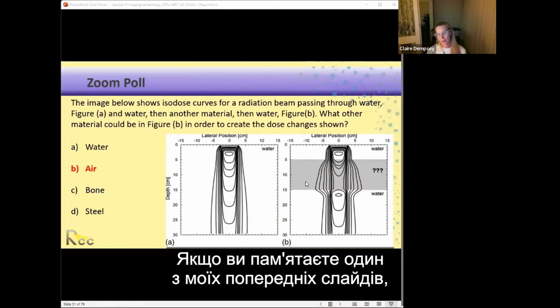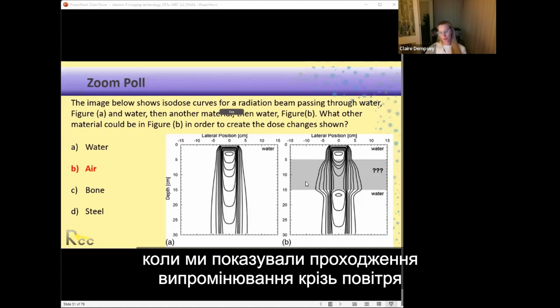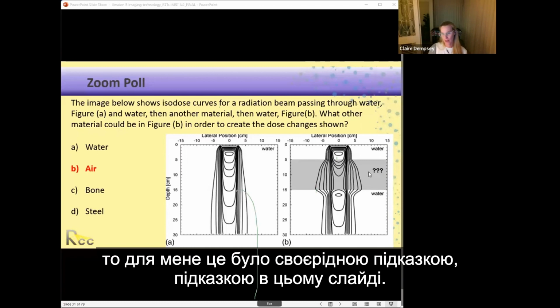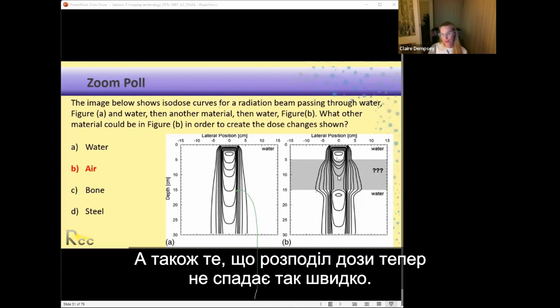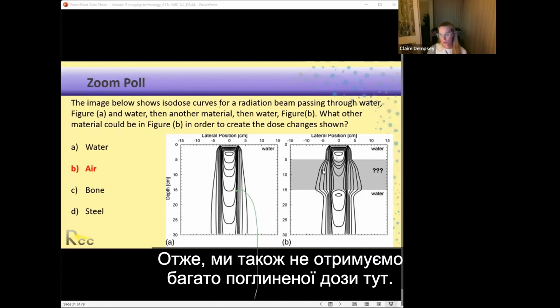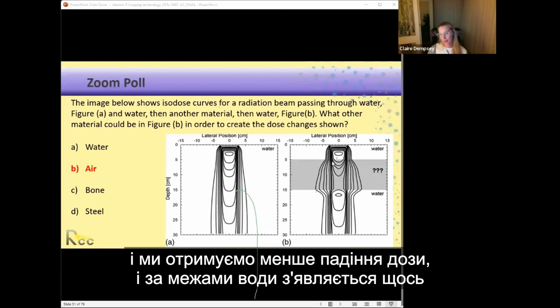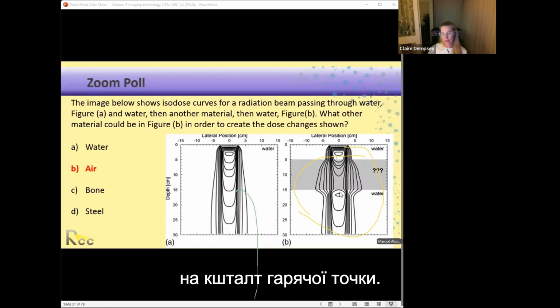If you remember back to one of my earlier slides, when we showed the radiation beam passing through air and we were getting that lateral scatter of radiation, that's really the giveaway in this one for me. Also, the dose distribution is now not dropping off as quickly, so we're not getting a lot of dose absorbed here. We're getting increased scatter through the air, less dose drop off, and that hot spot appearing beyond the water. So that's why it's air.